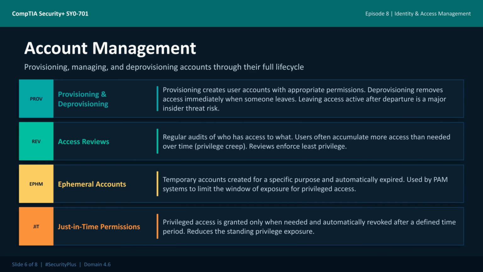Account management is a lifecycle process. Provisioning creates accounts, and deprovisioning removes access. Access reviews prevent privilege creep. Ephemeral accounts are temporary and expire automatically. Just-in-time permissions are granted only when needed and automatically revoked, reducing standing privilege exposure.